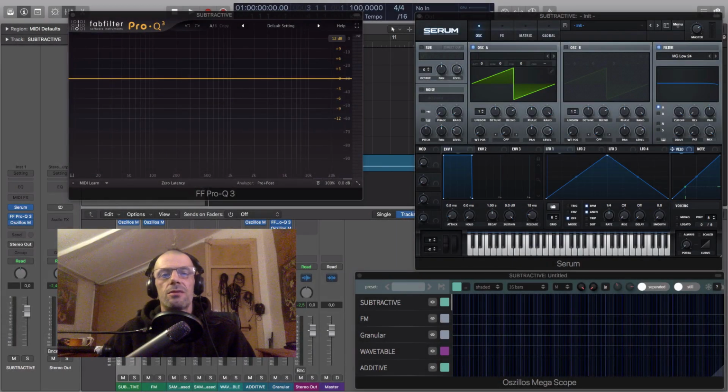Subtractive synthesis, the one we spoke about in the last video, is probably the most common form of synthesis, where you start with a rich harmonic content and subtract parts of the signal by the means of a filter, for example.